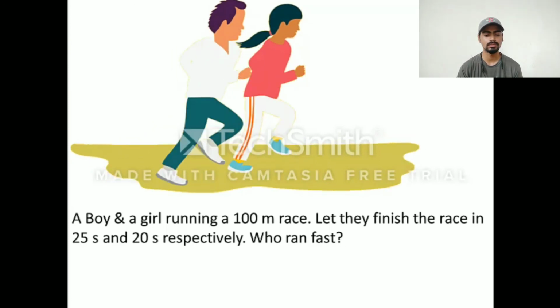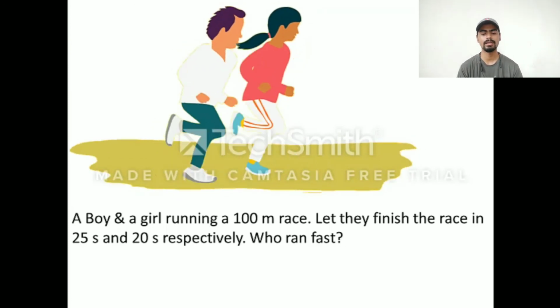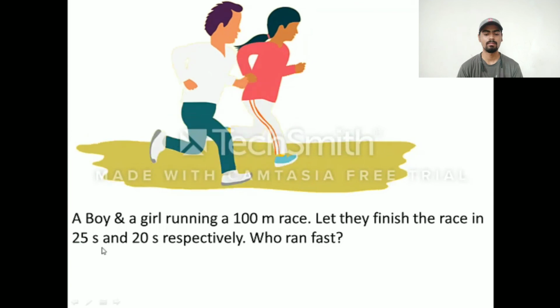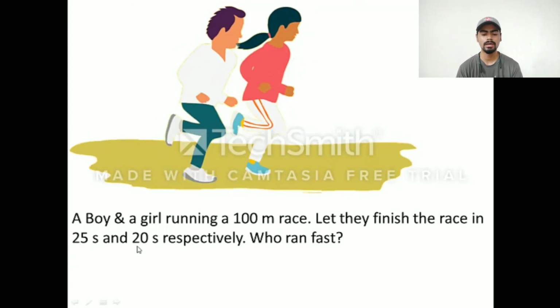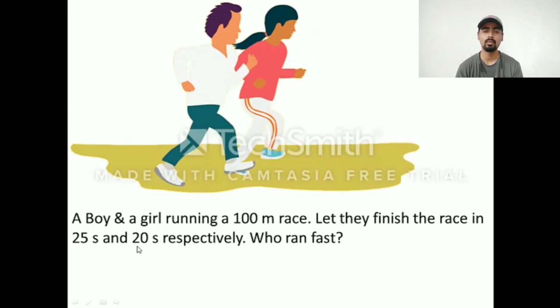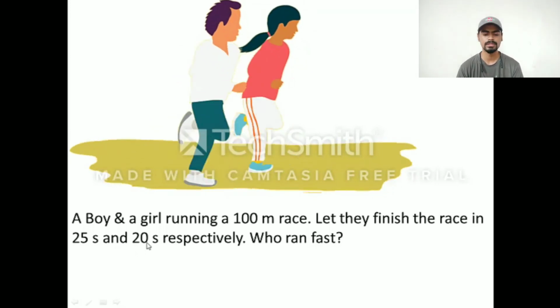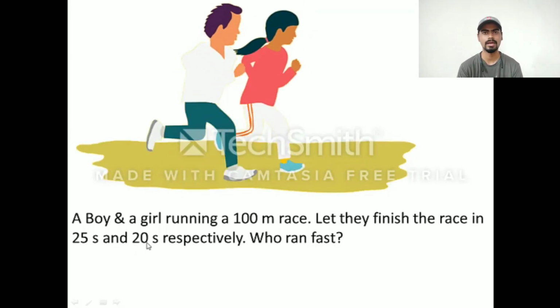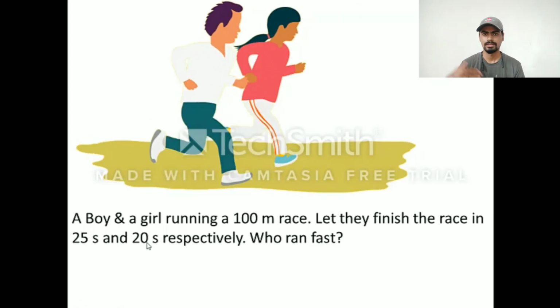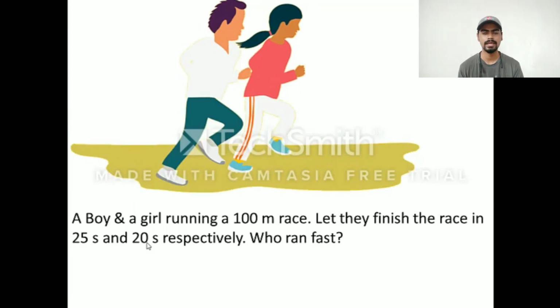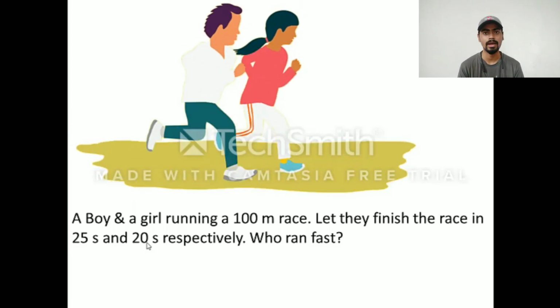So both boy and girl are running a 100-meter race. The boy completes the race in 25 seconds, while the girl completes the race in 20 seconds. From this information alone we can say that the girl ran faster, because she has taken much less time compared to the boy. She finished the race in 20 seconds while the boy finished in 25 seconds.